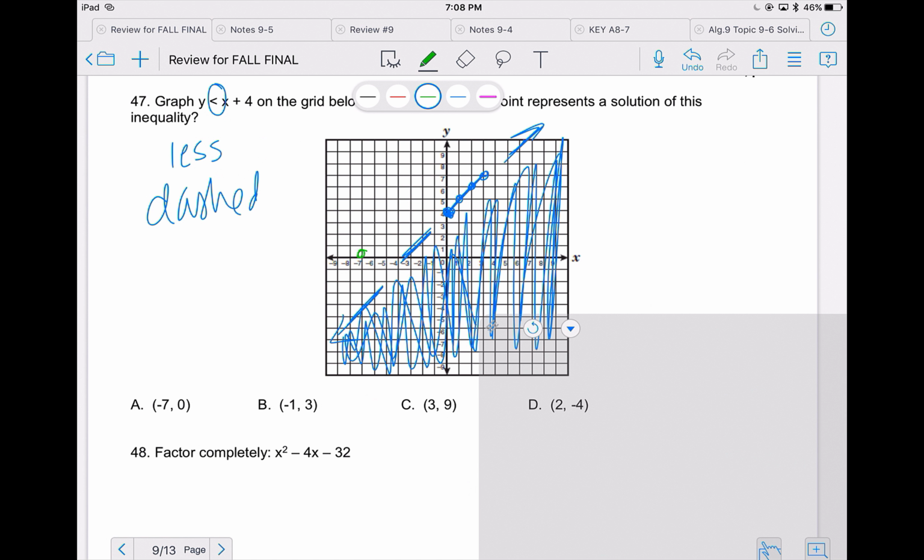For my points, negative 7, 0 is way out here. Negative 1, 3 is on the line. 3, 9 is way up here, and 2, negative 4 is the only one that is very clearly in my shaded area.